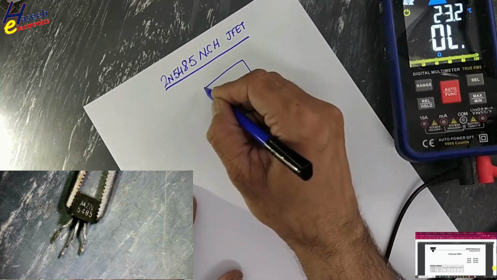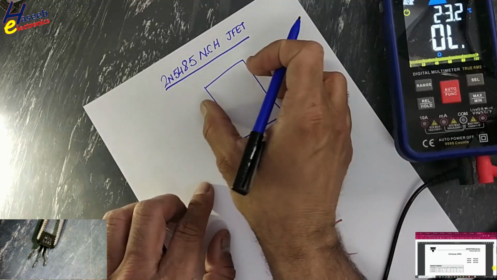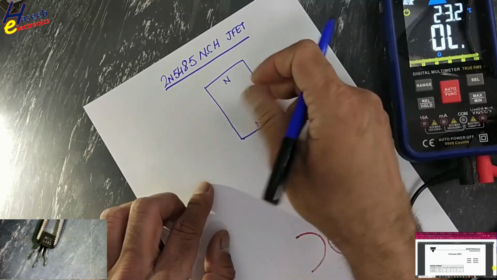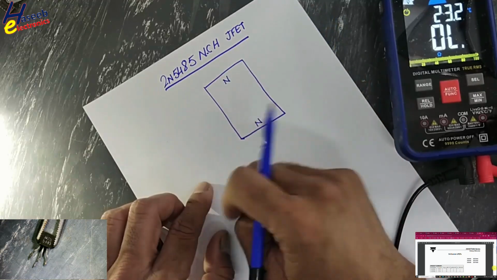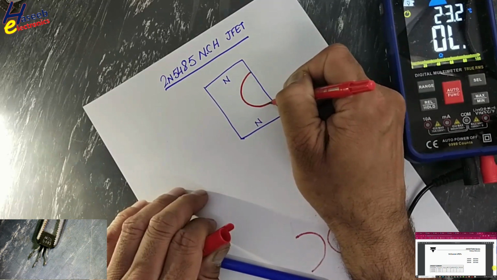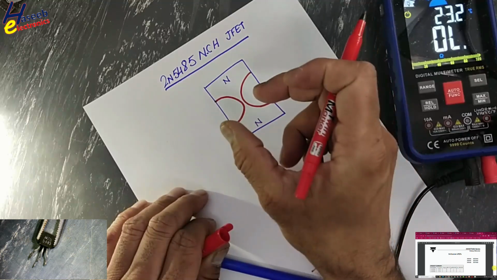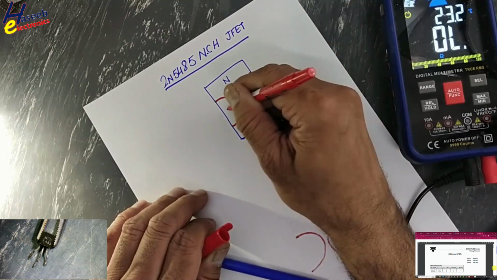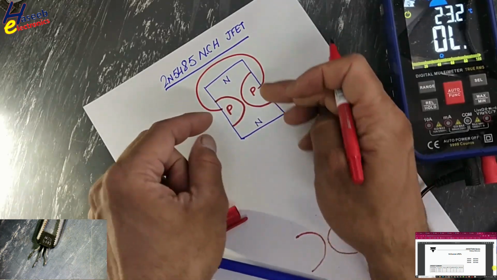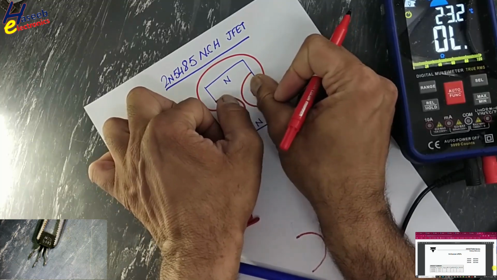This is the substrate. We say N-channel, that means this substrate is N-type material. More electrons on this substrate. On this substrate, there is a P-type diffused gate, and it is connected together. So from both sides the same gate is closing this channel.